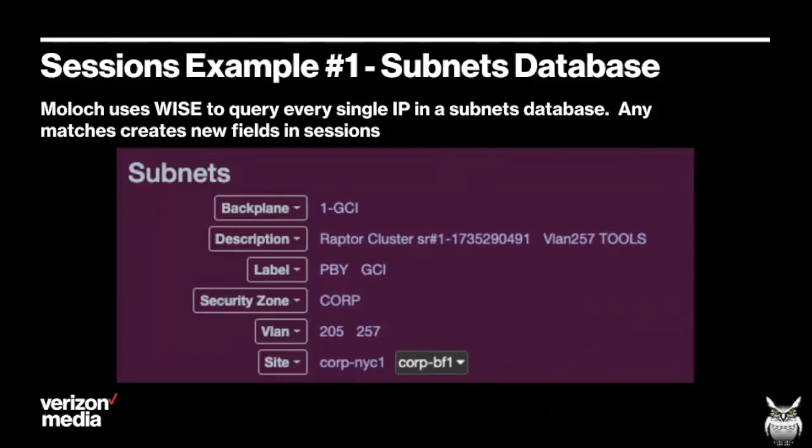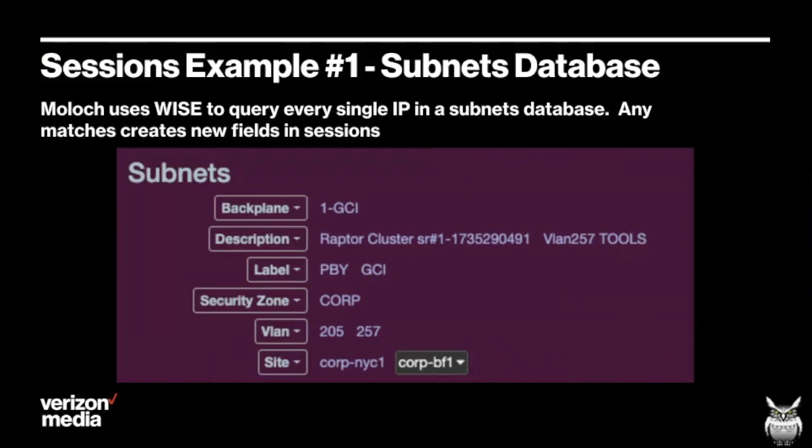So here's an example of one. We use a name similar to Matt, except we have an S. The subnets that a particular session traversed. So basically every single IP address we see, we look up in our subnets database through WISE, and then if it matches anything, the data that's in those files is fed back to the session and is placed in there.